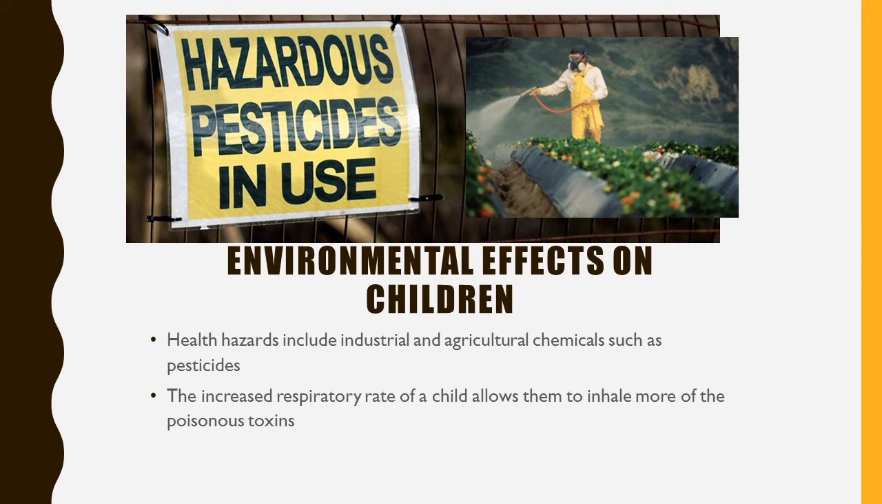Children are more prone to environmental health hazards, including industrial and agricultural chemicals, than an adult, especially due to the fact that they have an increased respiratory rate. This increased rate allows children to inhale more of these chemicals than their bodies can fight off. The children are exposed to more air, which increases the risk of being exposed to air pollutants. This is also important to keep in mind because while infants' lungs are developing, they are particularly susceptible to environmental toxins.